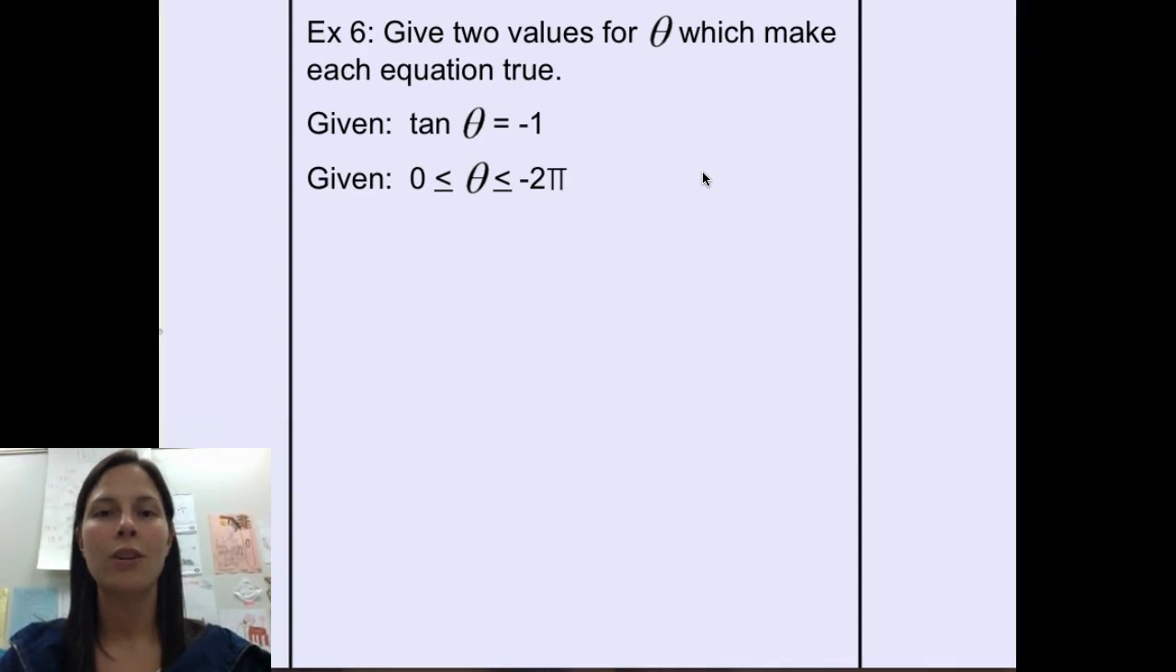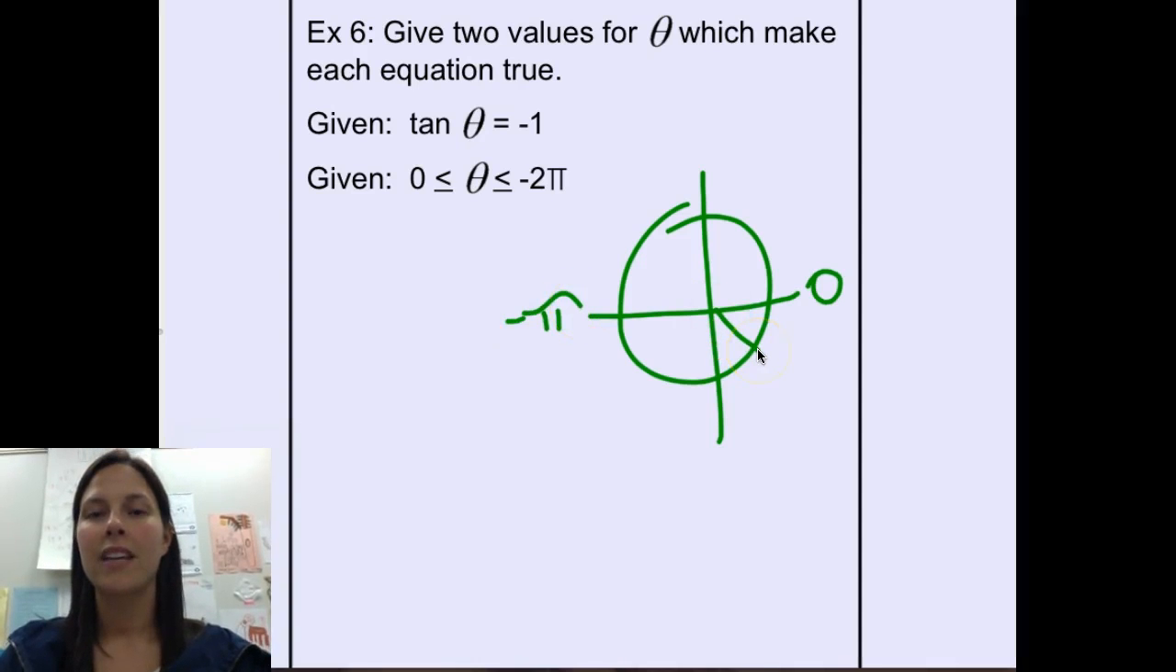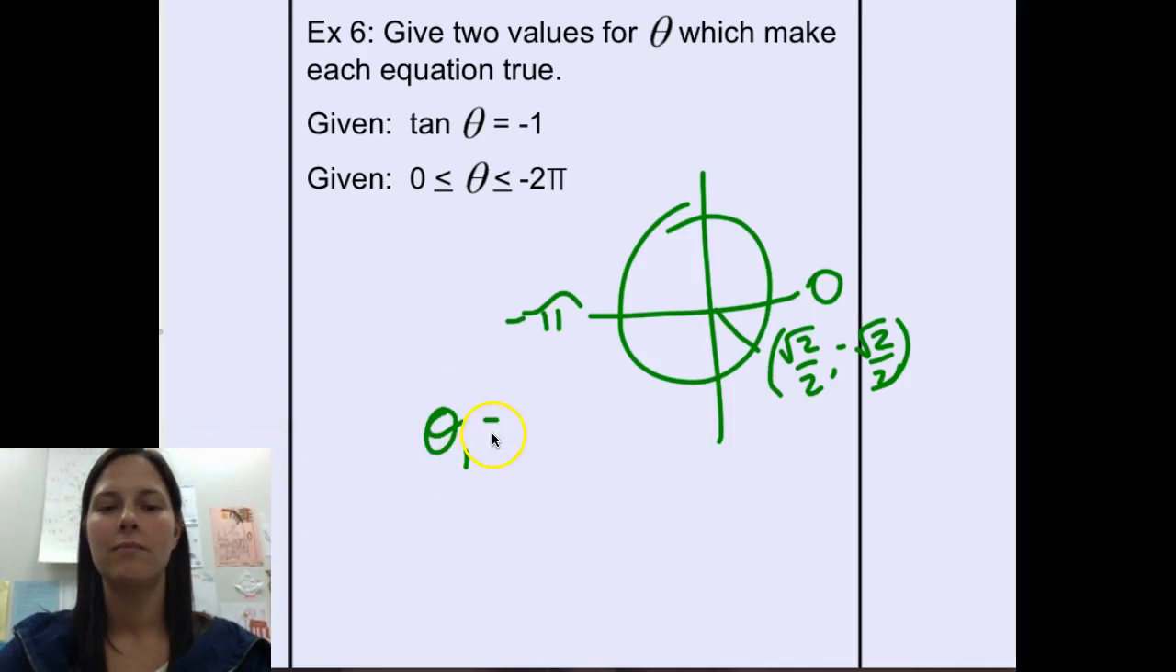Doing that again, tangent of theta is -1. We just saw where tangent of theta is -1, and that occurs when sine equals cosine, or they're opposites of each other, and that's at pi over 4, or multiples of pi over 4. So thinking about our unit circle, again, we're between 0 and -2 pi, so we're rotating in the negative direction. In the fourth quadrant, the sine and cosine are opposites. At pi over 4, we have √2 over 2, -√2 over 2, so that will give me a tangent value of -1.